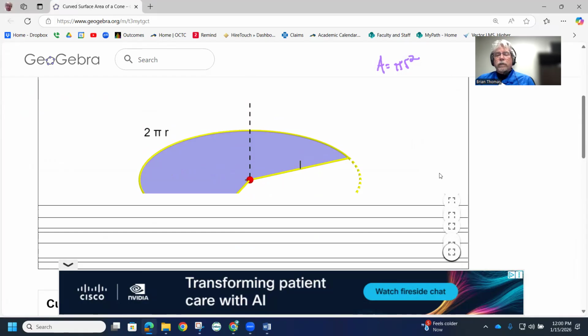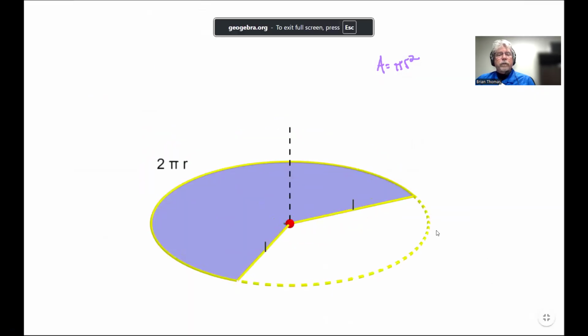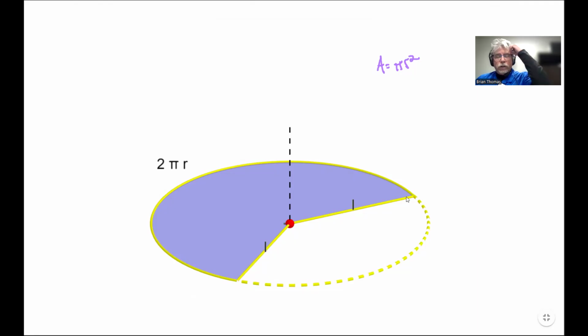So this is going to help us see how to determine the area of this lateral face. As I said, this distance is the slant height L, and this distance is 2 pi r. But notice how this is an irregular shape. So we really want to figure out the area of this irregular shape.